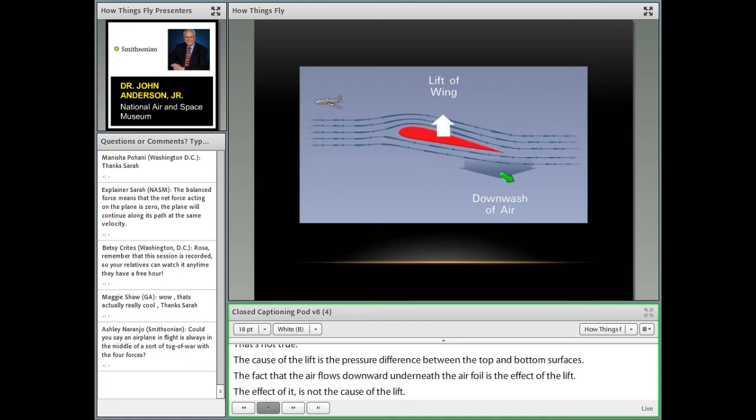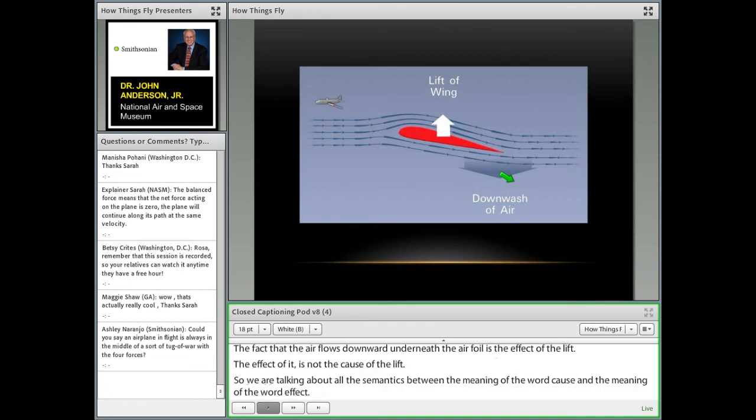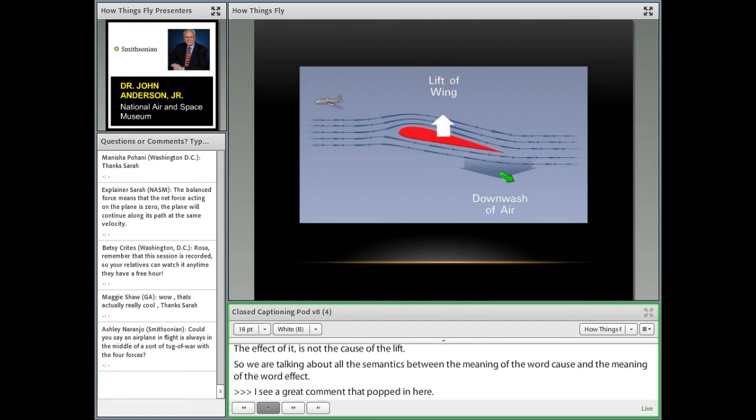I see a great comment that popped in here from Ashley. Could you say an airplane in flight is always in the middle of a sort of tug of war with the four forces? Well, what are your thoughts on that kind of metaphor? Mike, what do you think?